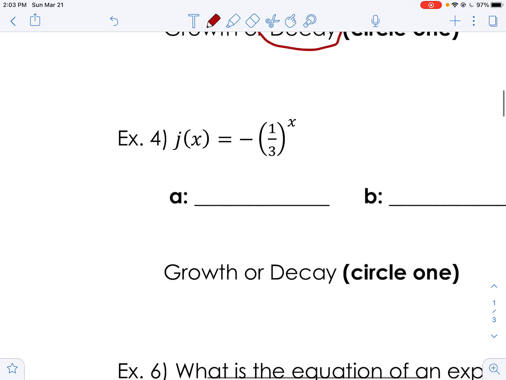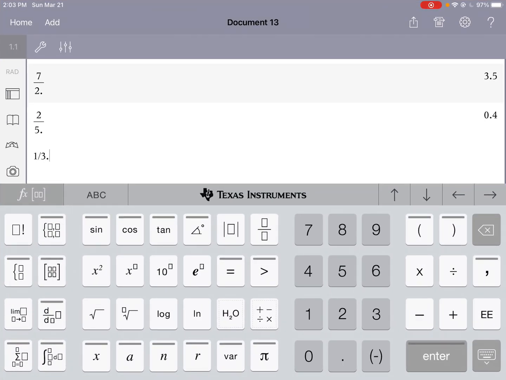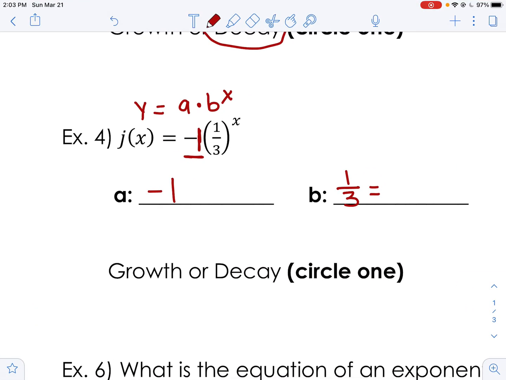Okay, looking at example 4, I have j of x equals negative, and then in parentheses, 1/3 to the x power. Remember, again, y equals a times b to the x. If there's not a number there, but there's a negative sign, that means it's a 1. So my a is -1. My b is 1/3. Okay, so if we switch that over, I do 1 divided by 3, put a decimal point, I get 0.3 repeating. Okay, so it's equal to 0.3 repeating, which means it's less than 1, but it's bigger than 0, so it's between 0 and 1, so it is decay.